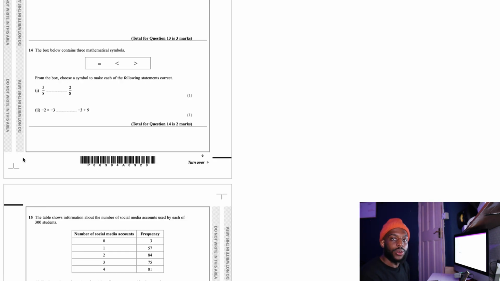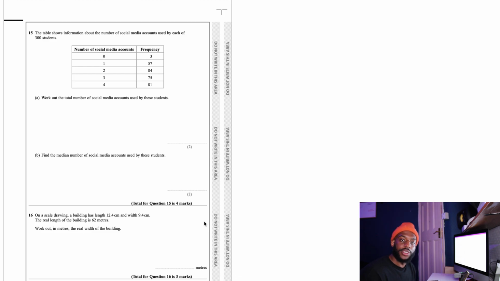Okay, now we're looking at inequalities. So first part, we need to pick the correct inequality or even the equal sign. So 5/8 is going to be bigger than 2/8, so we put that. Minus 2 times minus 3 gives us positive 6. Minus 3 plus 9 gives us 6 also, so we can put equals in that space there.